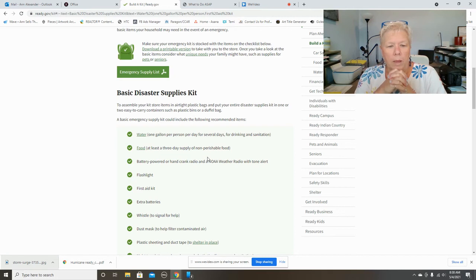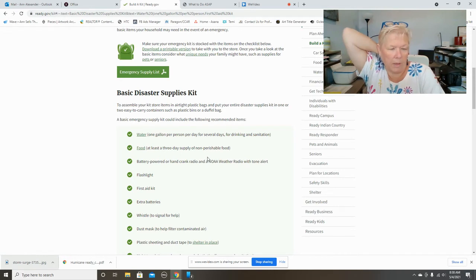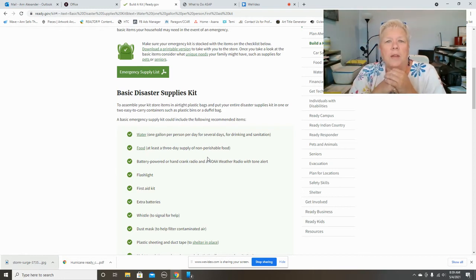Battery powered or hand cranked radio. And then there are weather radios out there, which are always good to have. Flashlight, first aid kit, which you need anyway, making sure you have extra batteries for all of that. And one thing that I really liked here is the whistle, in case you need any help.